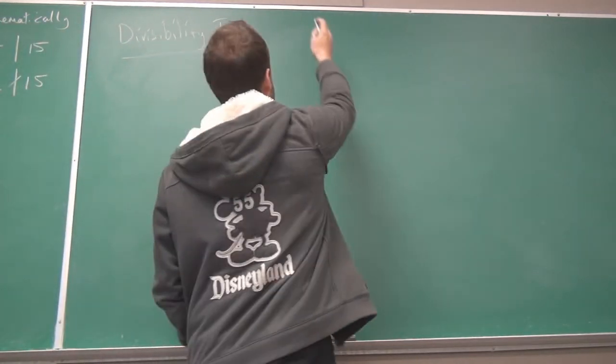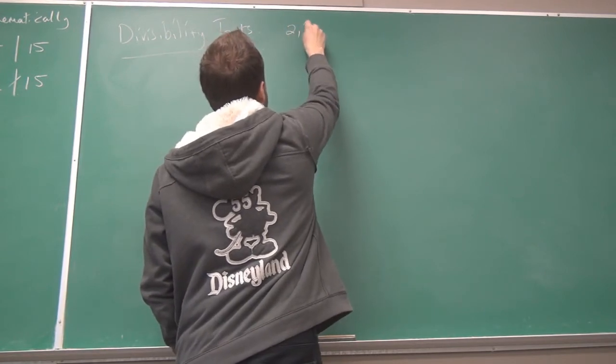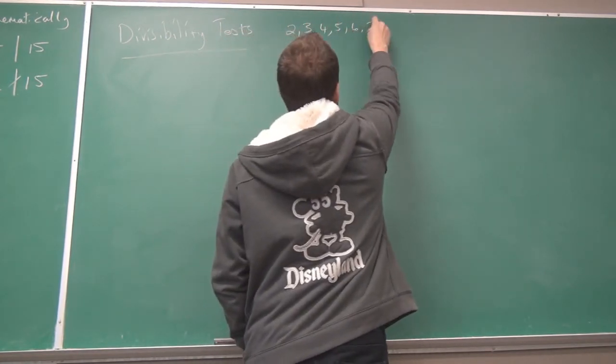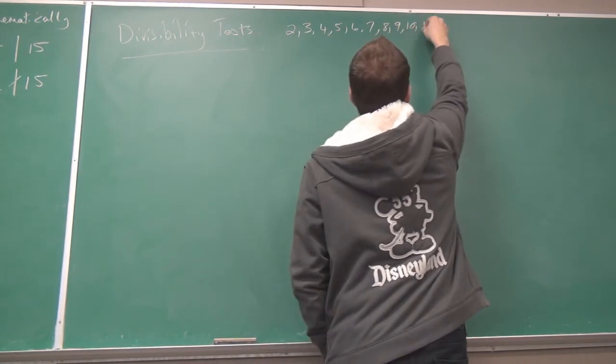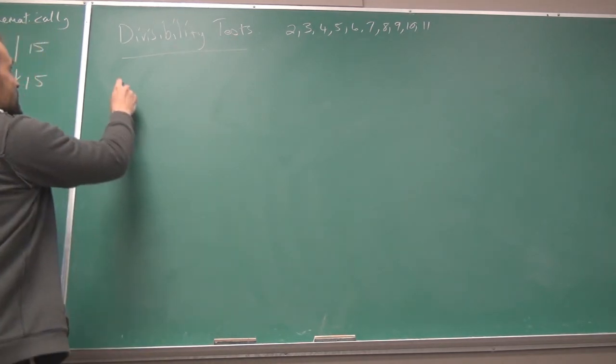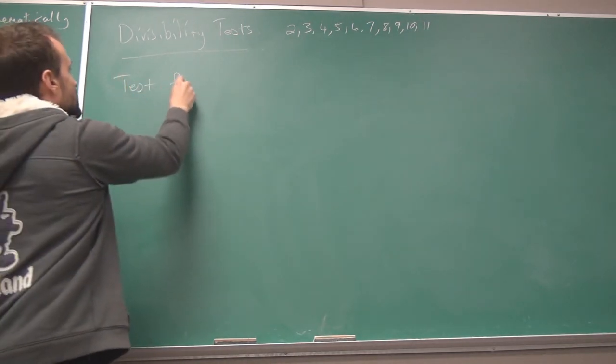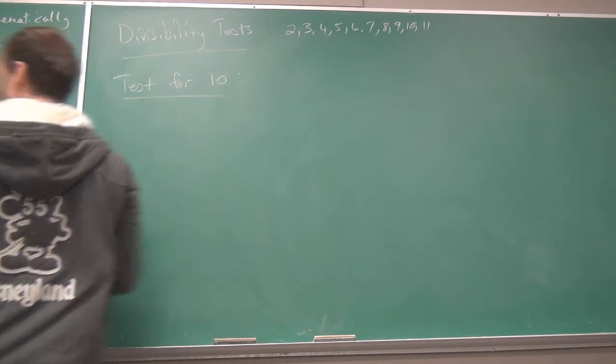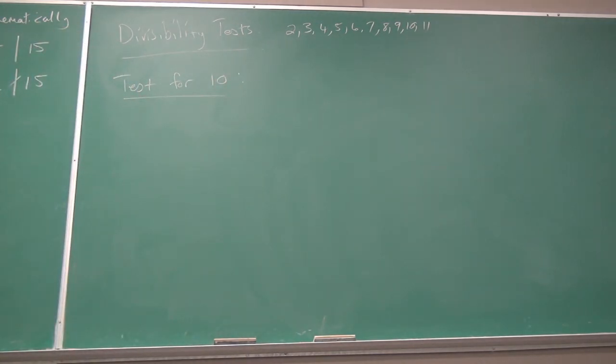So we have to look at 2, 3, 4, 5, 6, 7, 8, 9, 10, and I'm going to stop at 11. Because after 11, it's not as efficient anymore. Now, we're not going to do them in that order because some of them are more tricky than others. We're going to start with 10, the easiest one. How do I decide by looking at a number if it's divisible by 10?